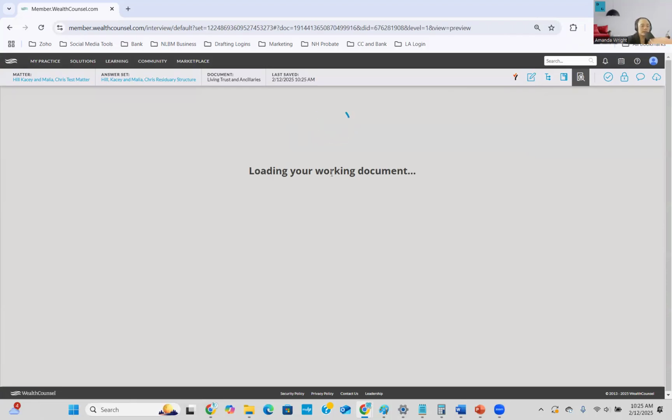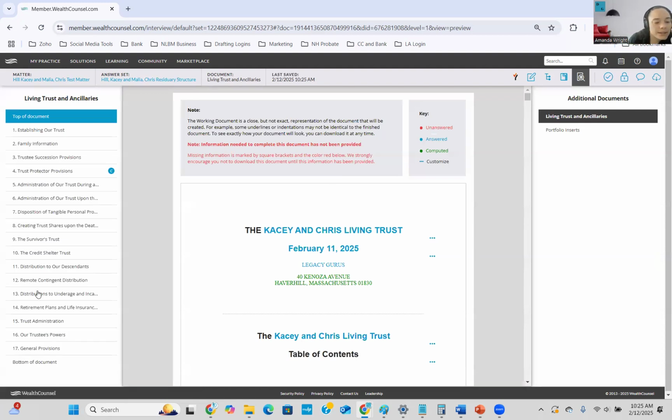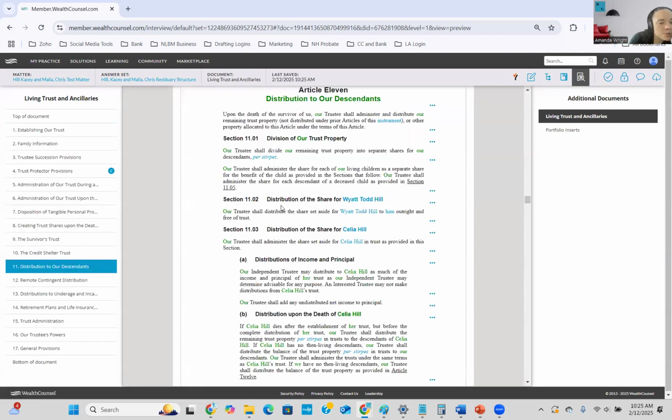So I know right now some of you are like, "Woo, this is tough stuff," right? This is like, oh my gosh, we're looking at the language. It's a lot, right? All right, so let's go down. Distribution of our descendants. Now you'll see each is different. Wyatt is getting his outright. Now he's actually named by name. Instead of just descendants per stirpes, we're actually naming Wyatt by name.